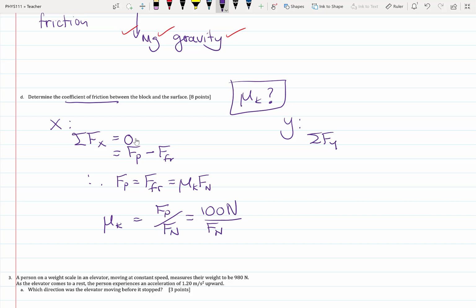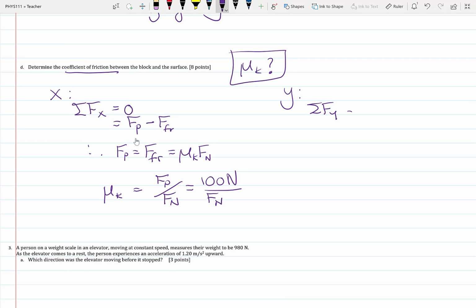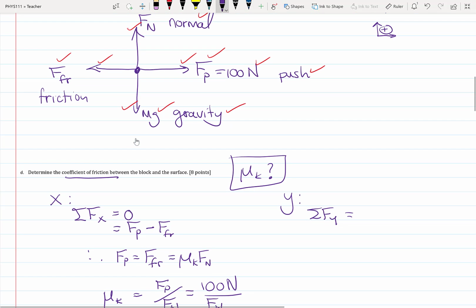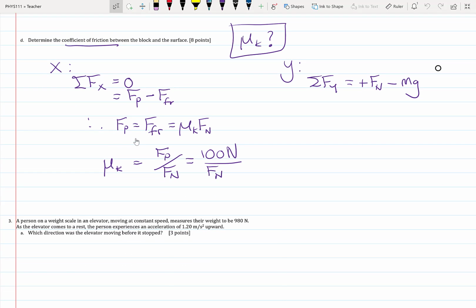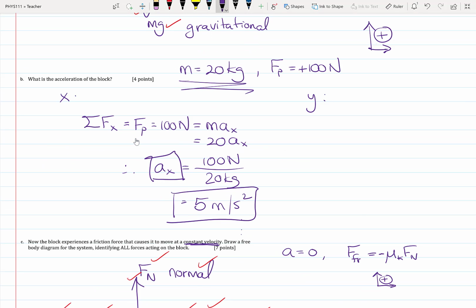The sum of the forces in the y direction, y we said is up. The sum of the forces in the y direction is equal to, let's look at our picture, normal force, so plus normal force minus mg gravitational force. And the block is just sliding along the surface. It's not jumping off the surface or falling through the surface. Therefore, the sum of the forces in the y direction equals 0. Therefore, the normal force equals mg. And that is equal to, let's see, what was the mass? We wrote it down, 20 kilograms.